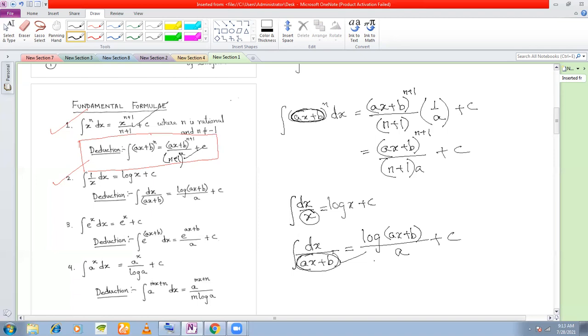Yes, sir. This will work for everything. Just if you remember your chain rules, we were multiplying there, here we are dividing.